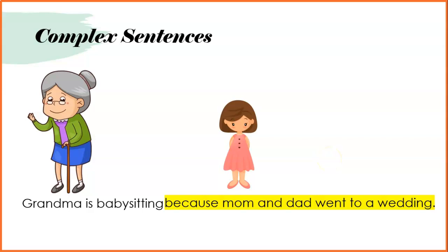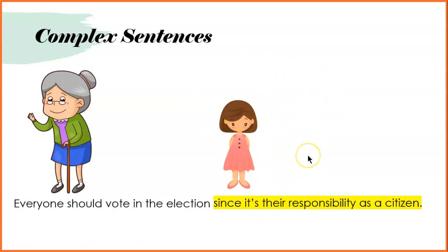So grandma is babysitting because mom and dad went to a wedding. Grandma is babysitting is my independent clause. If I leave it by itself, grandma is babysitting, it will be fine. Because mom and dad went to a wedding is my dependent clause. There's information missing. It can't stay by itself because then it will be missing information. So it's the little girl, it's the dependent clause.